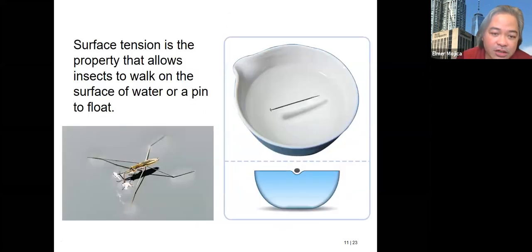Okay, so insects can walk on water because the surface that they have is enough for the surface tension to hold them. Who else can walk on water?